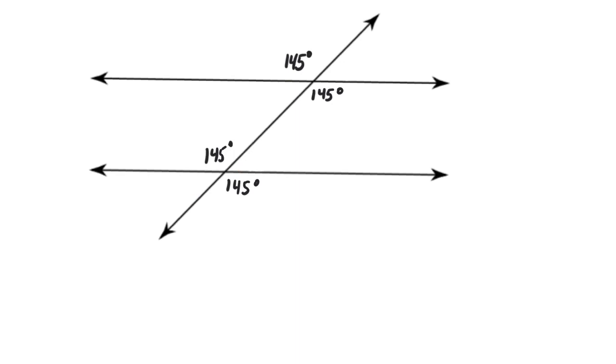But now I've got these angles that are missing. All of these angles that are missing are supplementary to our 145. This makes a linear pair. This makes a linear pair. They're on straight lines. They add up to 180.